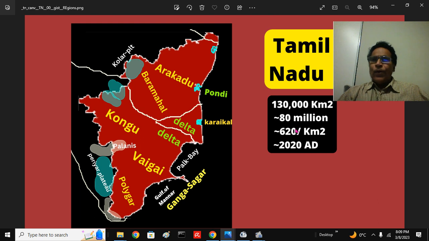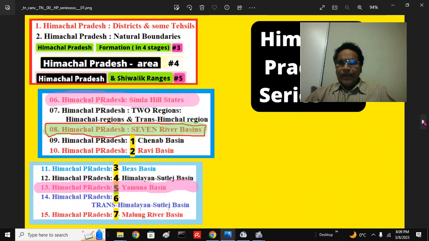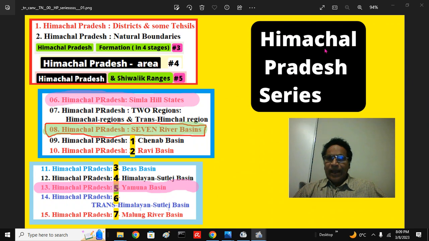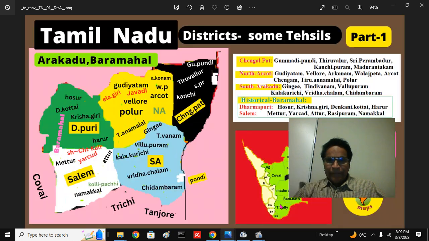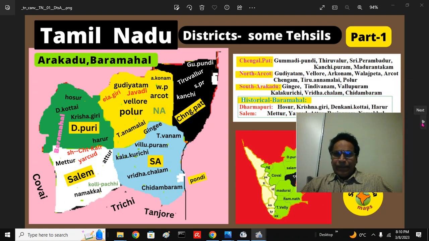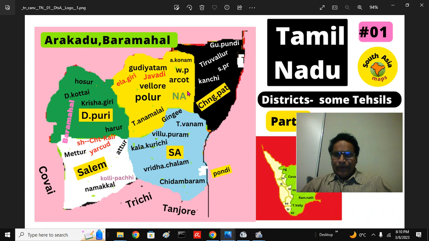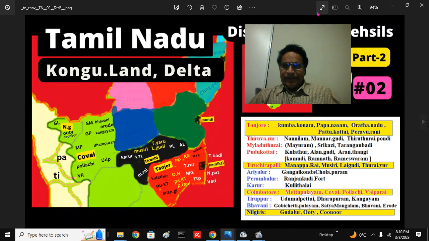Tamil Nadu has 130,000 square kilometers with nearly 80 million people. That gives a population density of around 620. This is a continuation of a similar series I made on Himachal Pradesh. You can look in the appropriate playlist for further details. So that is about today's part, the Arcot Baramahal districts and sub-districts, Tehsils.